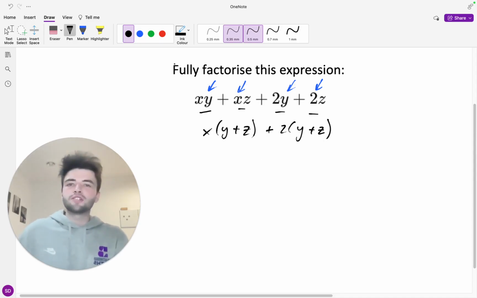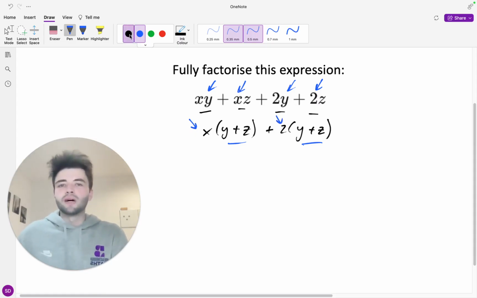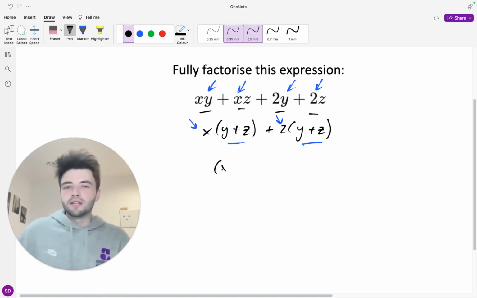And so as you can see now, we've actually got a repetition. So we've got y plus z here and y plus z here. And what that means is we can actually take both the numbers in front of these y's and z's, and we can actually add these numbers together as well. So we can just kind of combine those two multiples of y plus z, and that is going to give us (x plus 2) times (y plus z).